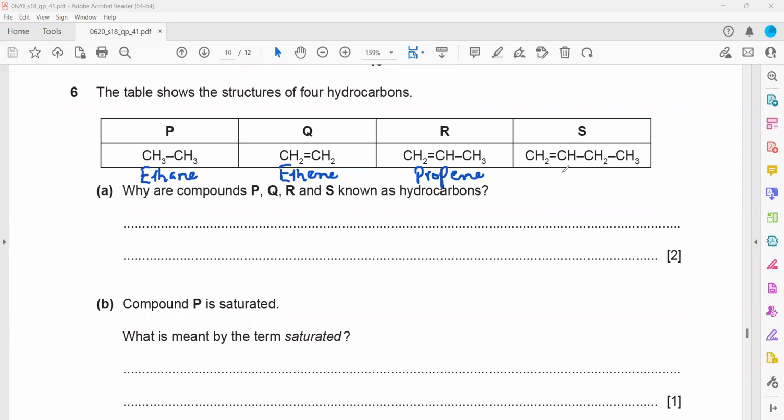What is the name of compound S? Butene. Because there are 4 carbons, that's why but, and the double bond is at the first position, so it's but-1-ene, or butene, you can also say.